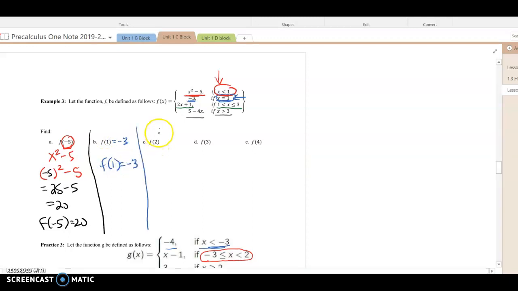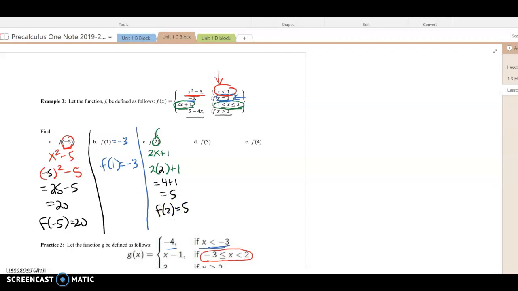Now we're going to do f of 2. Now 2 is less than or equal to 3 and greater than 1. So this is the domain, so we're going to use the function 2x plus 1. So we take 2 times something and we add 1. That something is whatever is inside that parentheses, in this case 2. So 2 times 2 is 4 plus 1, which is 5. So f of 2 is 5.